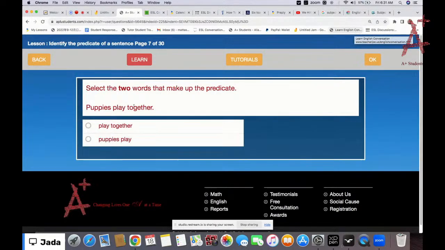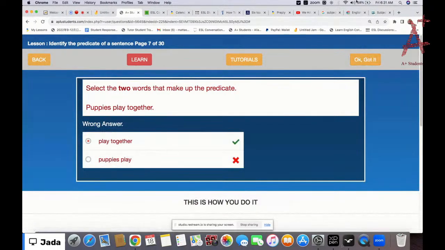Okay, so puppies play together. So now we have puppies play together, and let's say that you click on puppies play. Now you see that it's wrong, right? So when you click on the wrong answer, you just need to scroll down.